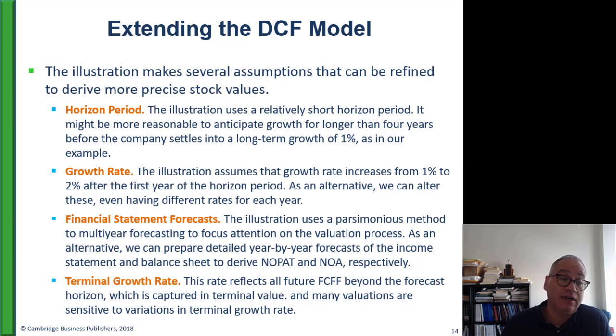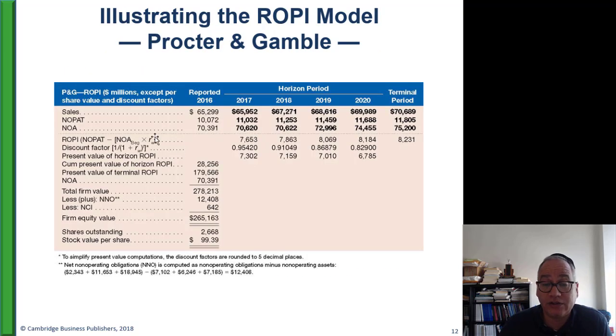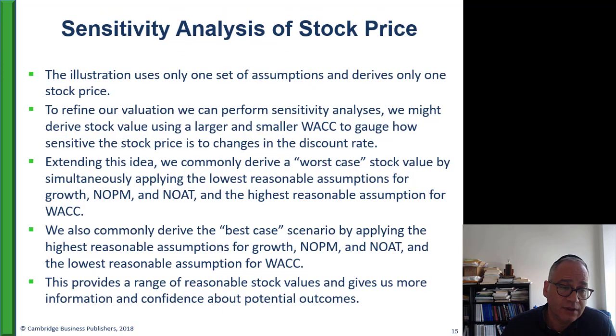And a key number, you can't underestimate how important this terminal period number is. Again, it's more than half of your estimate, and therefore any assumptions that go into the terminal period, especially the growth rate, are absolutely key to coming up with a refined analysis. So you want to extend this in as many different directions as you can, and then perform sensitivity analysis as I went over in Module 13. Because you want to understand how sensitive is your model and your stock price to certain assumptions.